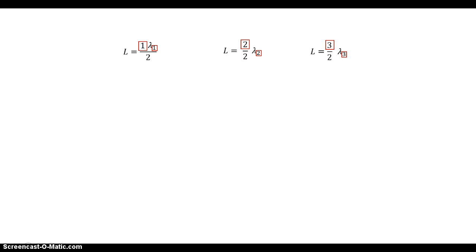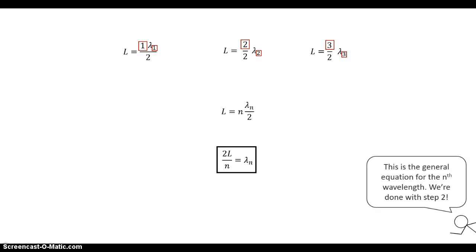If we want to write a general equation for some wavelength n, the nth wavelength, it'll look like this. When we solve this equation for lambda sub n, that means isolate lambda sub n, it looks like this. That's a really important equation which we'll have to memorize. Great work so far! This is the general equation for the nth wavelength. We're done with step 2.